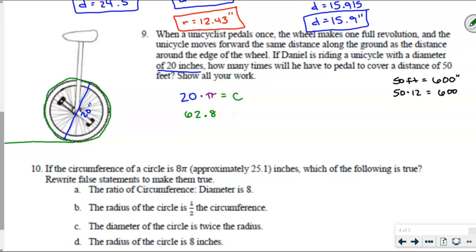Let's go a few more decimal places if you have it. 8319? Great. We're not done with the problem, so I don't want to round too early. I want to keep at least a couple of extra decimal places right now, just like this. So the circumference is 62.8319. Let's understand what that means first. When a unicyclist pedals once, the wheel makes a full revolution, and the unicycle moves forward that same distance. So one pedal, and how far is that unicycle going to move?